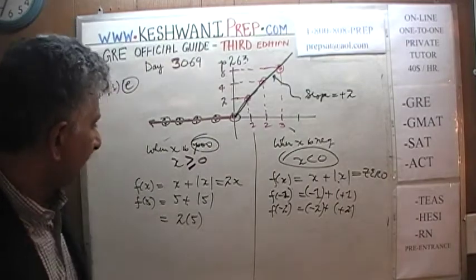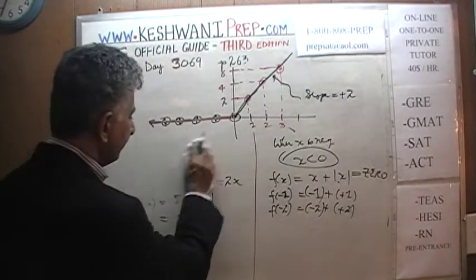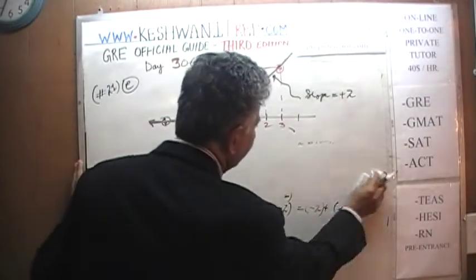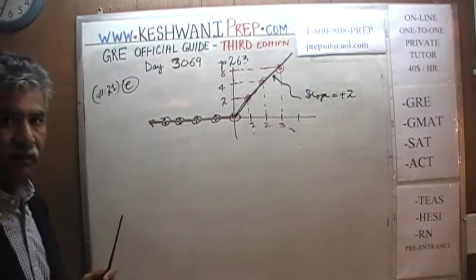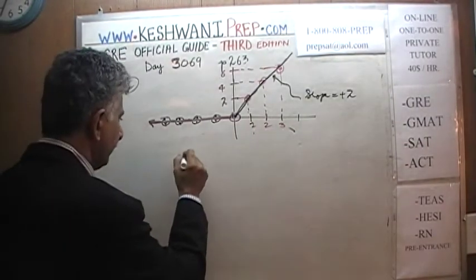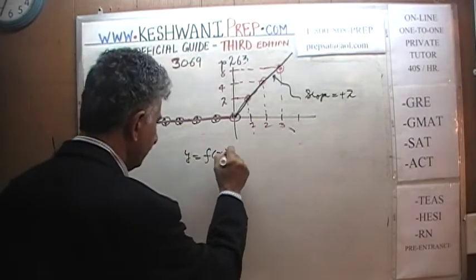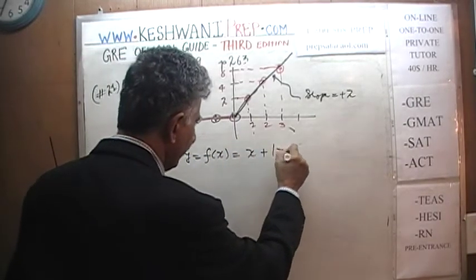How do we write this function? Let's erase all of these things so that we can write this function. How do we present the idea of this graph in the form of a function? So here's what was given to us. Y is equal to f of x, we are told, which is equal to x plus the absolute value of x.